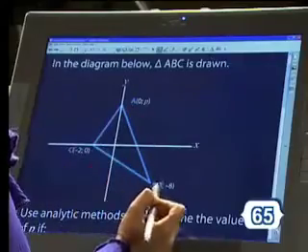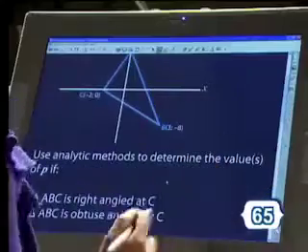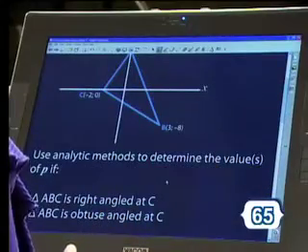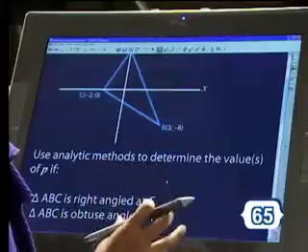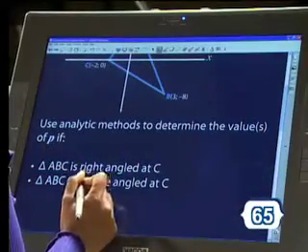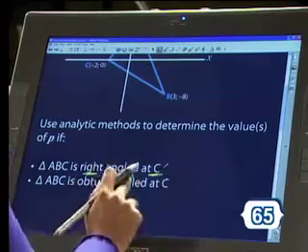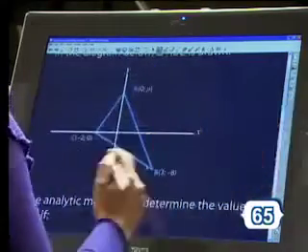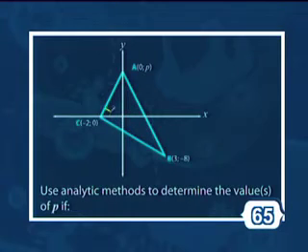We are told that in the diagram below, triangle ABC is drawn, and they give you the coordinates of each of the vertices. They say use analytical methods to determine the values of P, and they give you two different scenarios. Now, the concept of analytical geometry you will come across again in lesson 11. So let's do the first part. They say use analytical methods to determine the value of P if triangle ABC is right angled at C. Right angled at C, that would mean that on the drawing, the angle at that point would be 90 degrees.